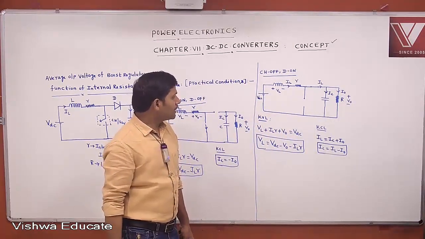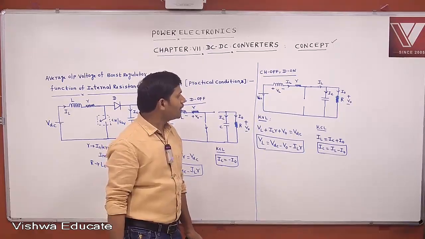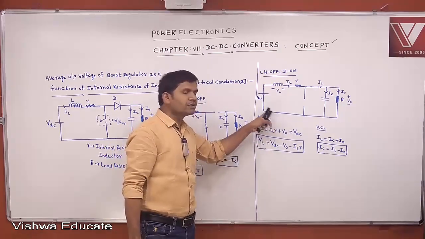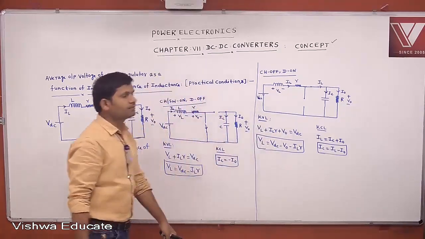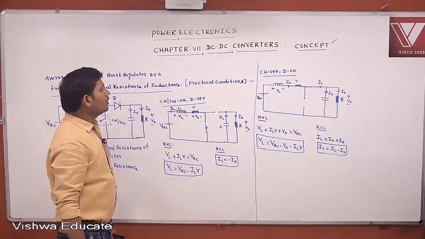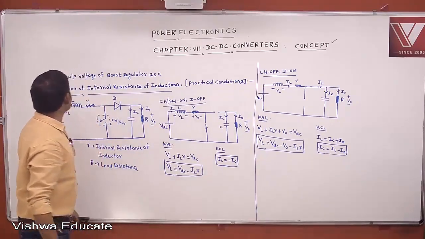Correct. IC plus I naught. Then IC equal to IL minus I naught. This is during off state. This is during on state. Then to derive the average output voltage.